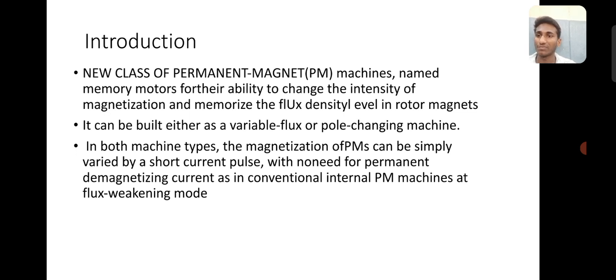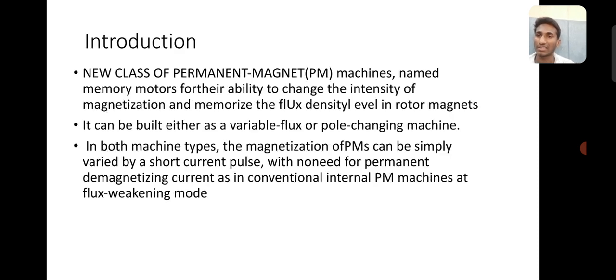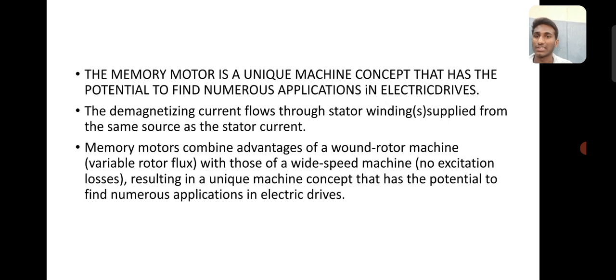Based on the variants of the short current pulse, they are classified into two: variable flux and pole changing machines, with no need of permanent demagnetization current as in conventional internal PM machines in flux weakening mode. The memory motor is a unique machine concept that has the potential to find numerous applications in electric drives, like the variable flux and pole changing machine.